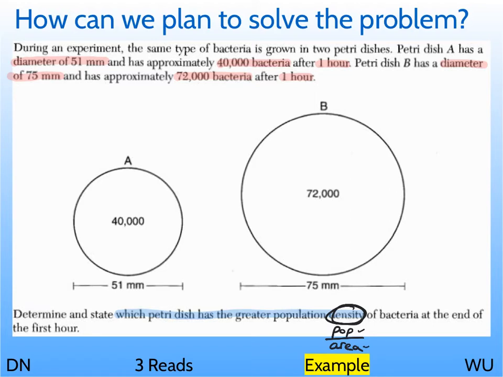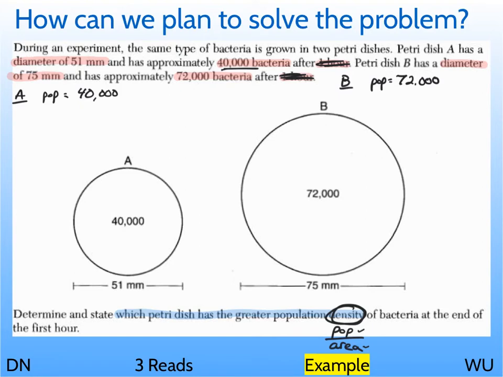So for A, the population is 40,000 bacteria. And for B, the population is 72,000 bacteria. Now, with this, you see where it says the 1 hour part? This 1 hour as a quantity really doesn't matter because they're saying at the end of 1 hour, or the end of the first hour in the question. So essentially, this is not helpful for us. It just gives us a way to compare them so that it's standardized.